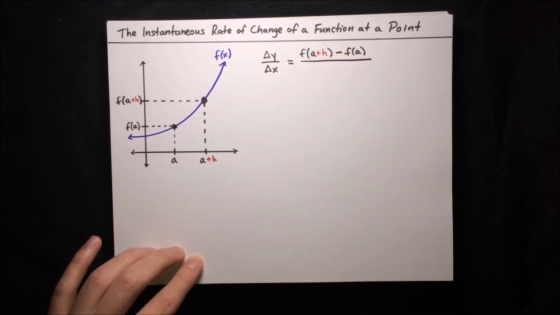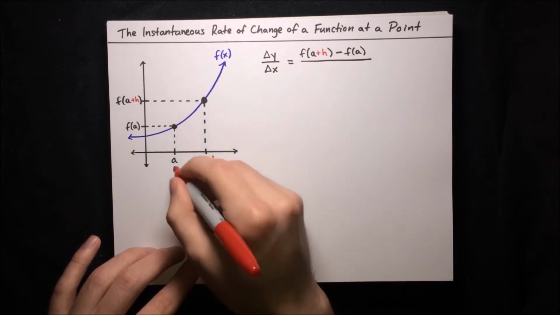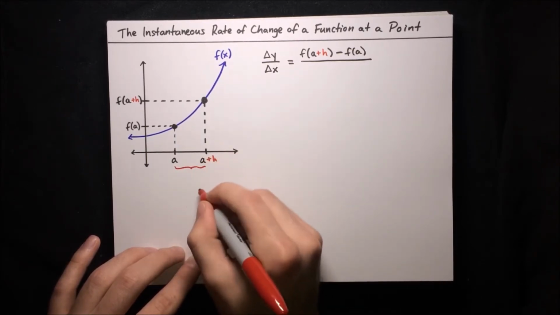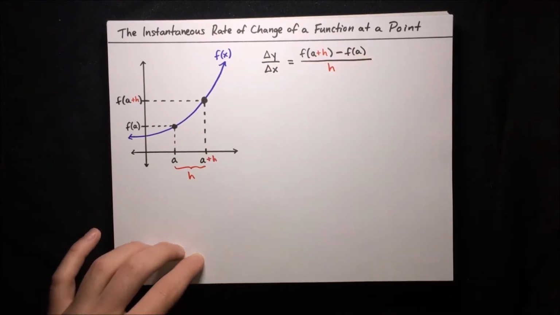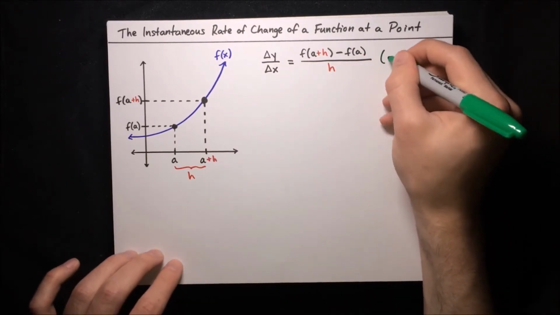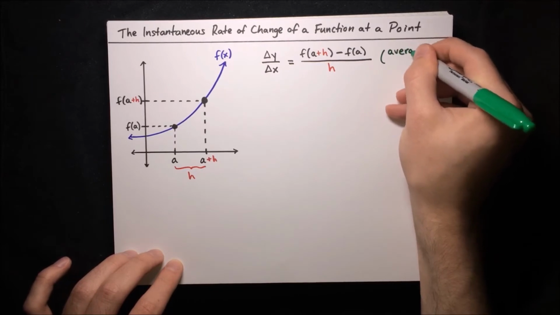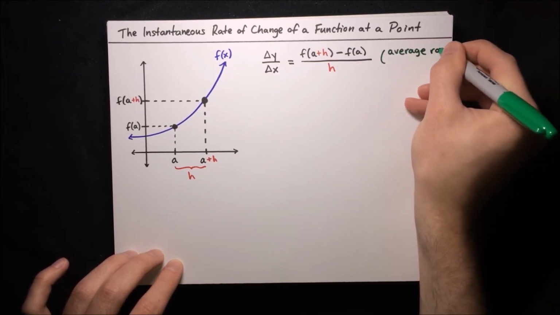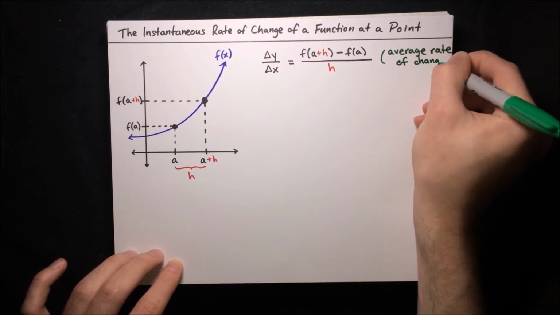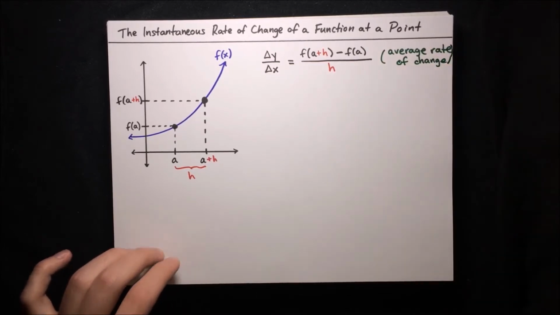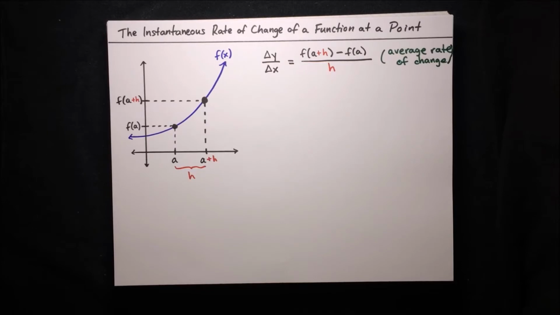all over the change in x, and the change in x is just the length of the interval, which is just length h. So the denominator here is h. So this here is the average rate of change. It's the rate of change of the function f over a duration of h.